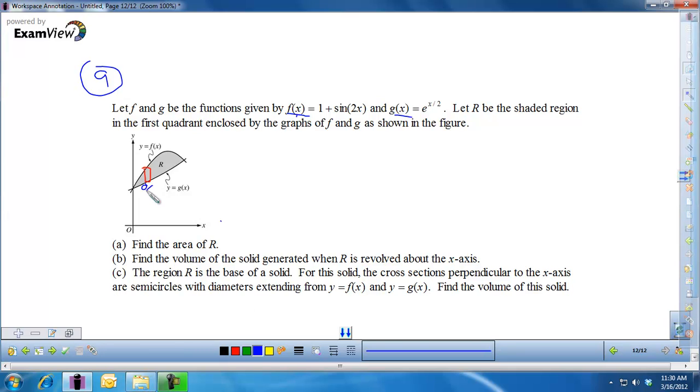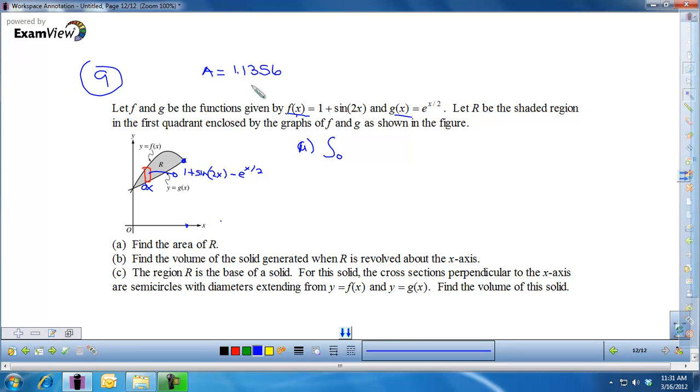Well, the base is dx, and the length is the top minus the bottom, which would be 1 plus sine of 2x minus e to the x over 2. So the area is going to go from 0 to this point, which is my point of intersection. What I did is I graphed these in my calculator and calculated the point of intersection, and I called it A. And A was 1.1356.